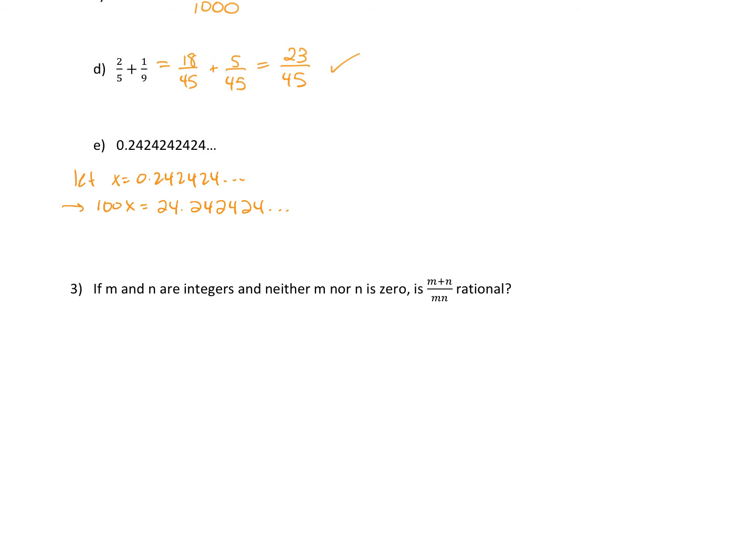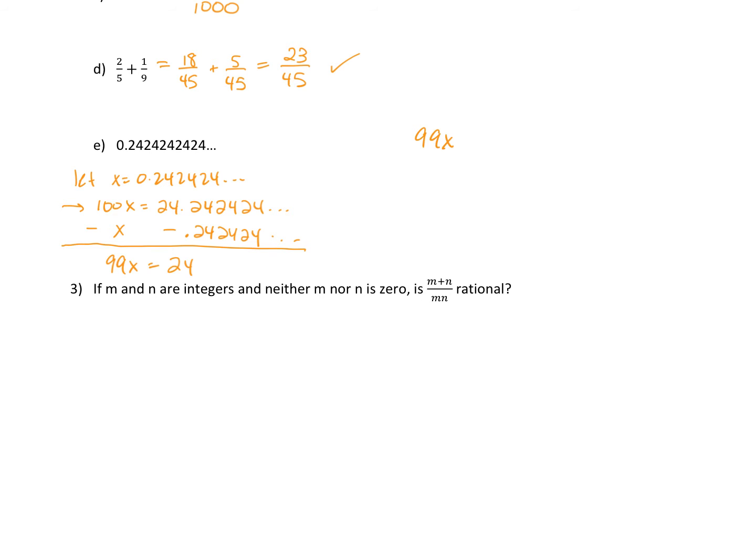The 100x equals 24.242424. That equation, I can subtract the same thing from both sides. On the left, I'm going to subtract x, and on the right, I'm going to subtract 0.242424 because those things are equal, right? X equals 0.24242424. And in fact, I'm subtracting the same thing from both sides of the equation because that's just two ways of writing the same thing. So I get 99x equals 24.